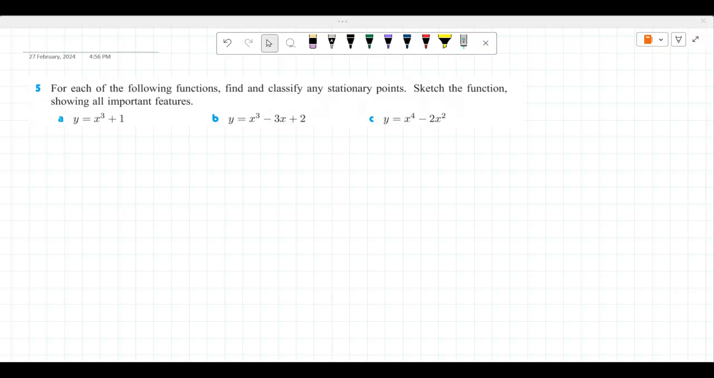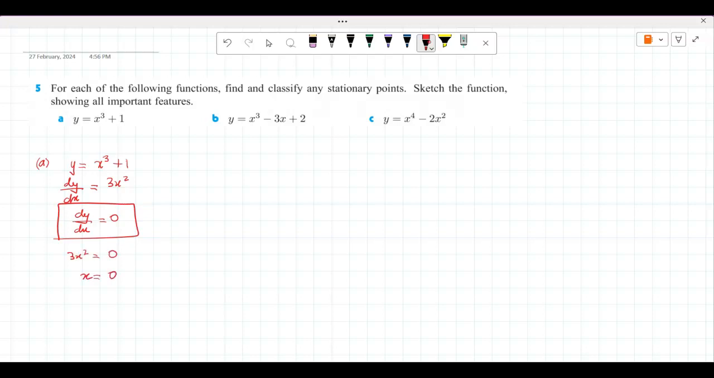Now this question says, for each of the following functions, find and classify any stationary points. Sketch the function showing all important features. So whenever you are finding any stationary point, what's your first step? Find the derivative. So y is equal to x cube plus 1. So your dy by dx is equal to 3x squared. Then you take your dy by dx equal to 0. Remember, there is a condition for stationary point. So 3x squared is equal to 0.